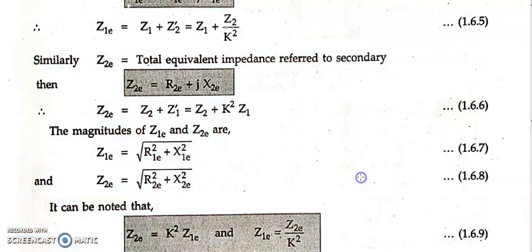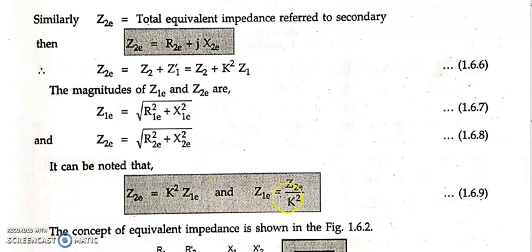Very simple. Take 1 by K square common. In the bracket I will get K square Z1 plus Z2. K square Z1 is nothing but Z1 dash. So in the bracket I will get Z1 dash plus Z2, and we know that Z1 dash plus Z2 is nothing but Z2E. So this is how this formula came.